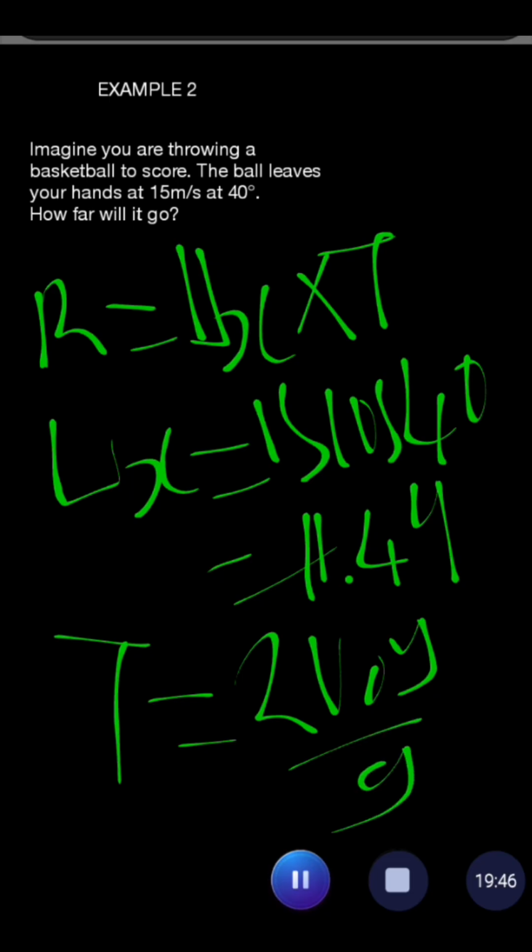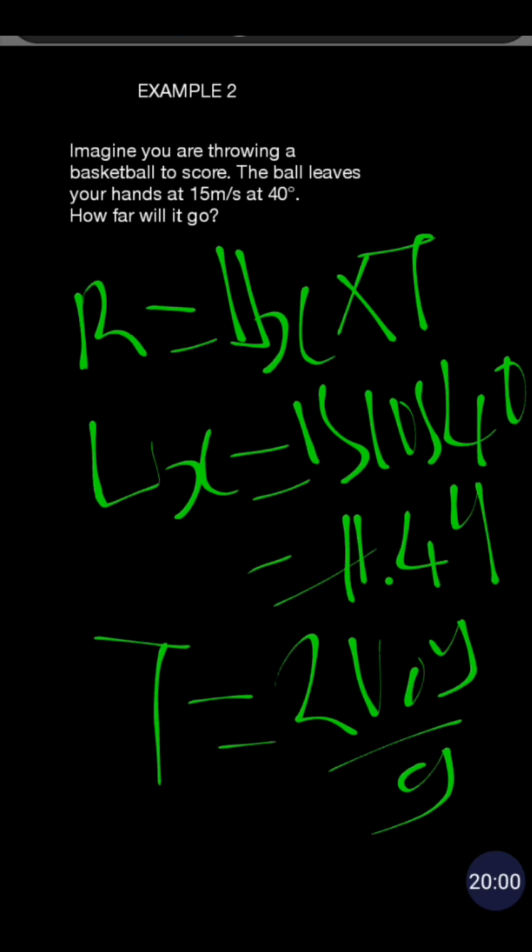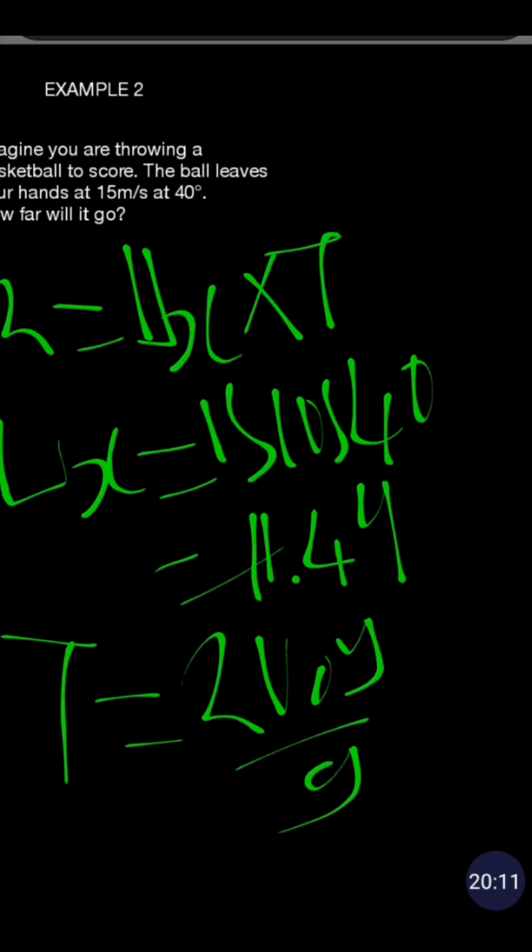So I've just summarized it. We need to find this one again, so let's go ahead and calculate the time of flight. When we punch it on our calculators, we say 15 sine 40 times 2 divided by 9.81. The answer is 1.96. So that's our time of flight.